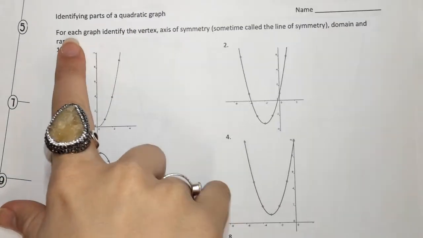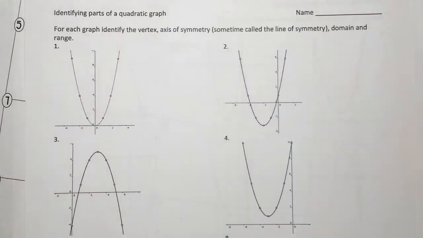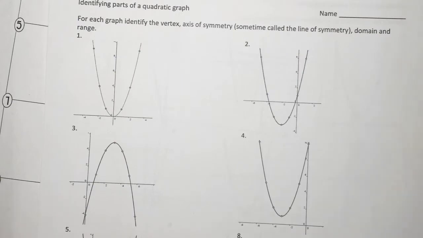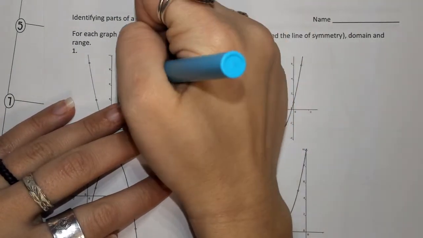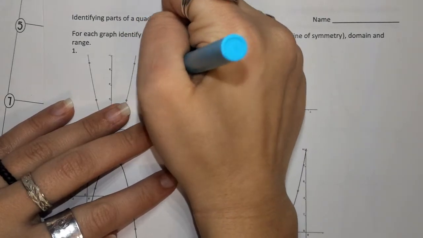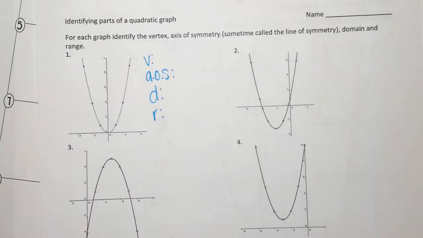Okay, so I want you to turn to the part where it says, for each graph, identify the vertex, axis of symmetry, domain, and range. It's the page with eight problems. All right, I want you to write vertex, or V, AOS, D for domain, R for range.